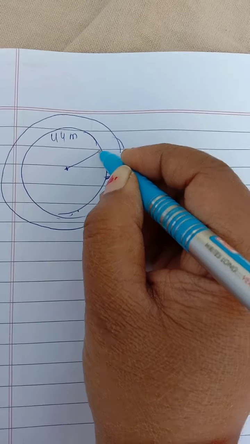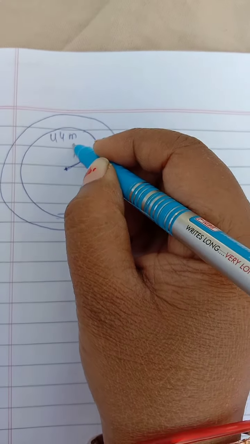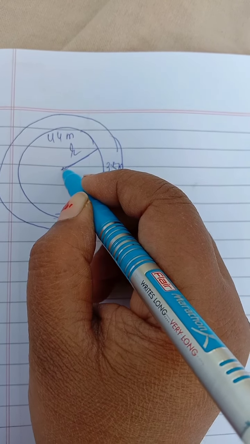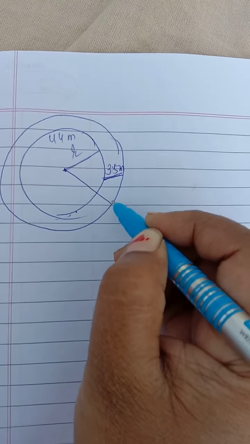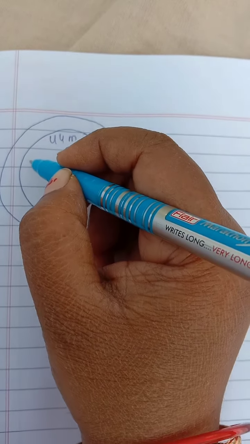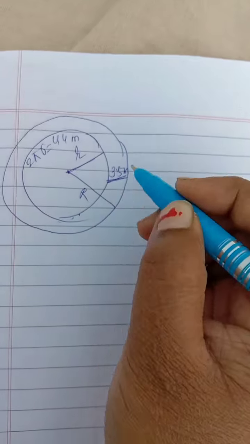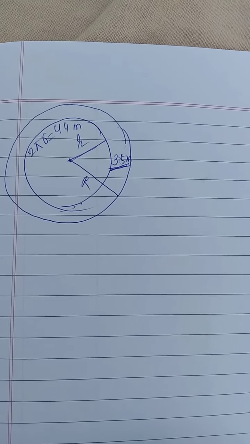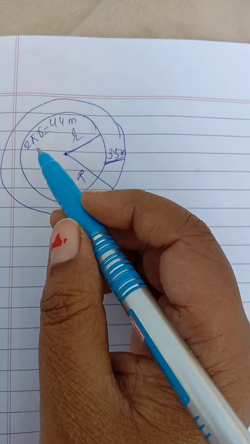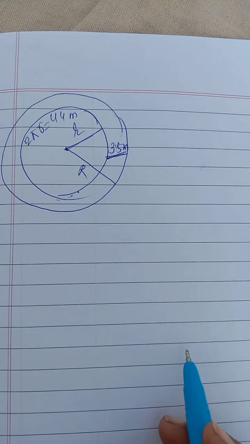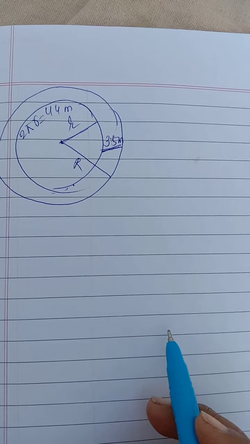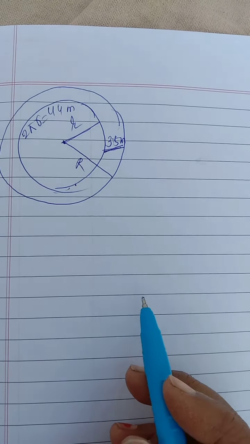So let the radius of the inner circle be small r and the radius of the outer circle be capital R. So here the circumference, that is 2 pi r, is given as 44 meter. The circumference of the circular plot, that means the circumference of the inner circle, is given here. You have to find the cost of paving the road at rupees 50 per meter square. But before finding it, we have to find the area of the road.